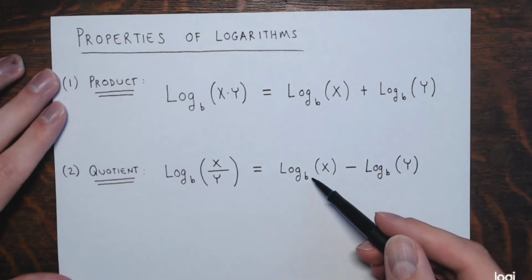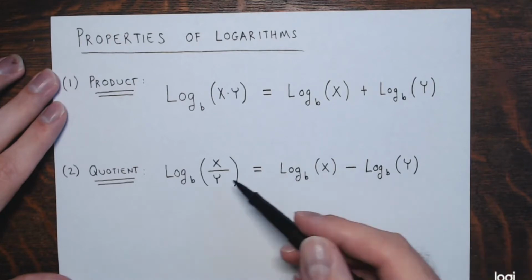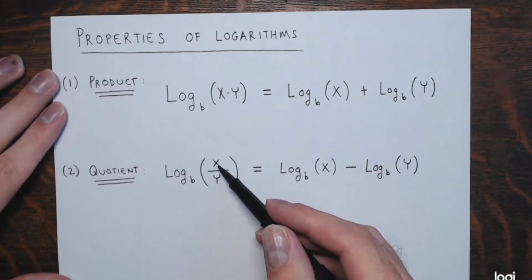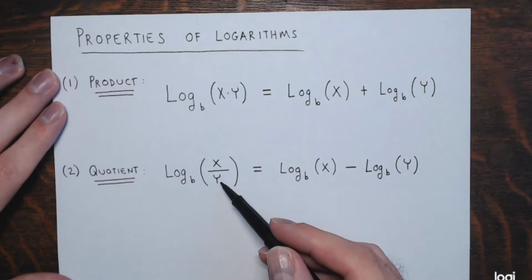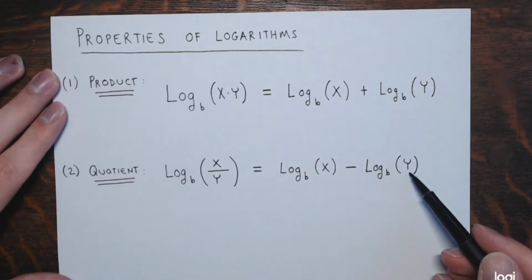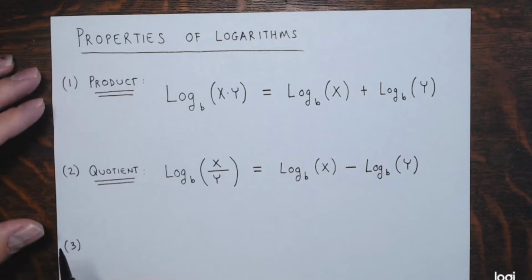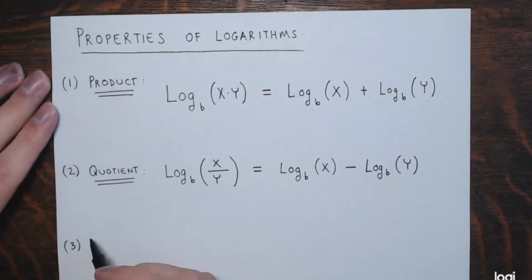And this is an equal sign, so it goes in both directions. If you ever see the difference of two logarithms with the same base, you can put it together to make a single logarithm of a fraction, where the numerator of this new argument is the argument of the first logarithm, and the denominator of this new argument is the argument of the second logarithm. And then finally, there are more properties we'll get into, but for this particular objective, the objective is use the product, quotient, and power properties.